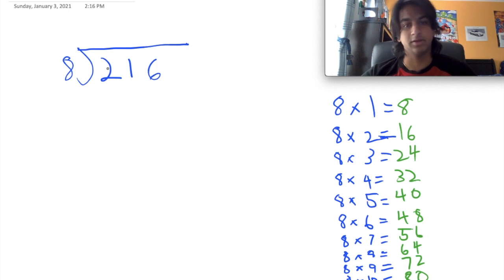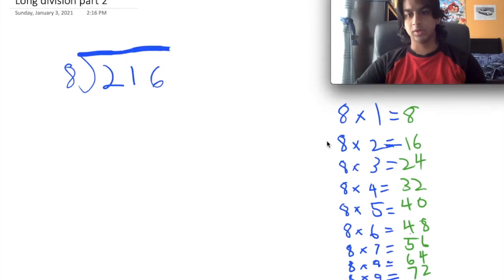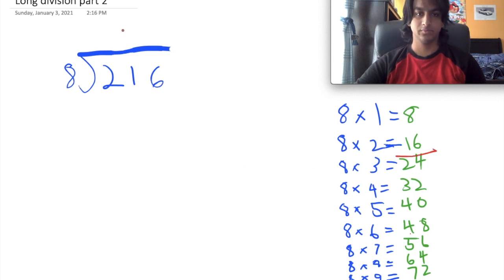Now, let's try to find 216 in here. Oh, it's too big. So let's just try to find 21. Where's 20? 21. 21 is right between 8 times 2 and 8 times 3. So we have to use a smaller number. So 8 times 2. Bring the 2 up, multiply. 8 times 2 is 16. Now we have to subtract.